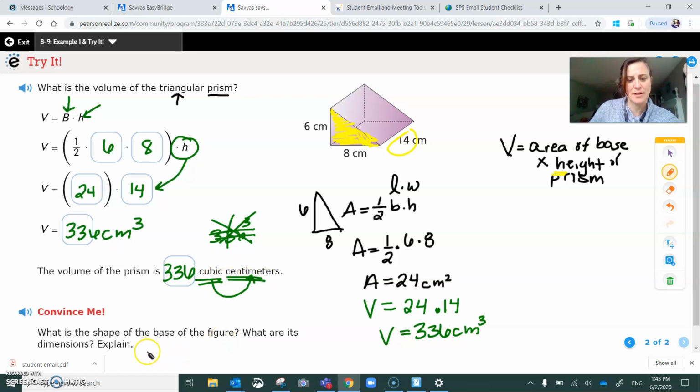What is the shape of the base of the figure? What are its dimensions? It's a triangle. Dimensions are 6 by 8. By the way, another way to write the word by is an X. That's why I put that there. Okay, I'm going to hit pause and move to the next one.